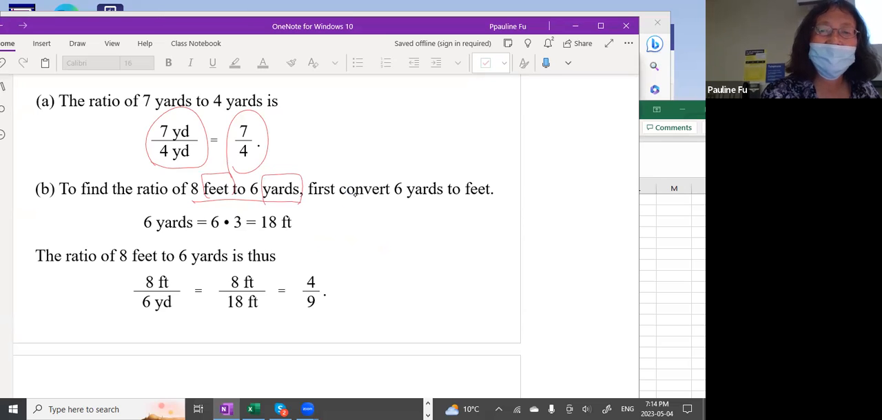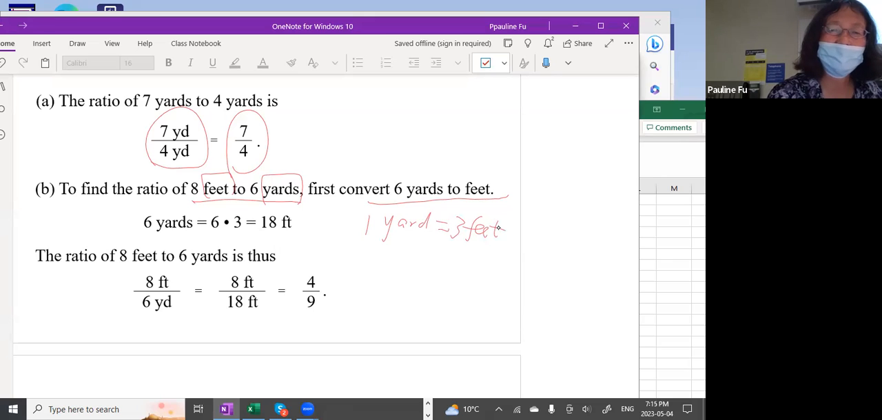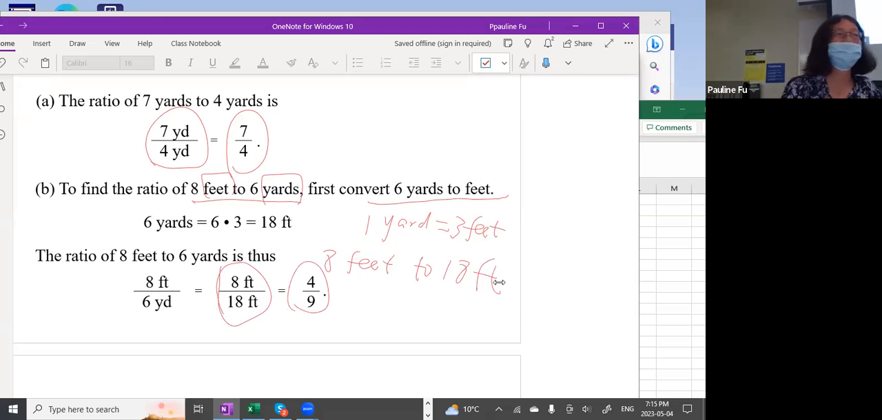So you have to first convert 6 yards to feet so that they have the same unit. 1 yard is 3 feet, so 6 yards is 18 feet. Then the question becomes 8 feet to 18 feet. The result is 4 to 9. Any questions?